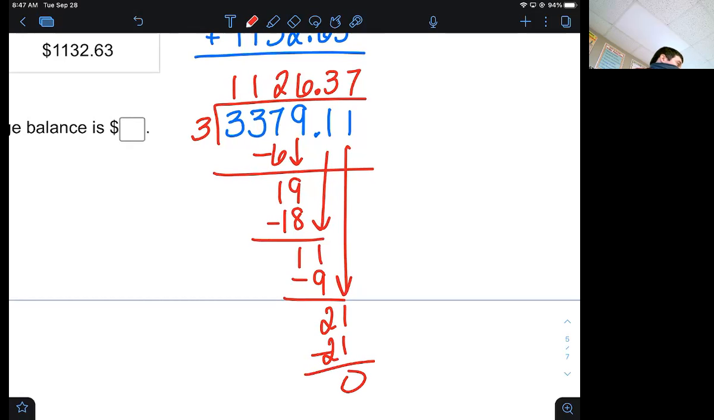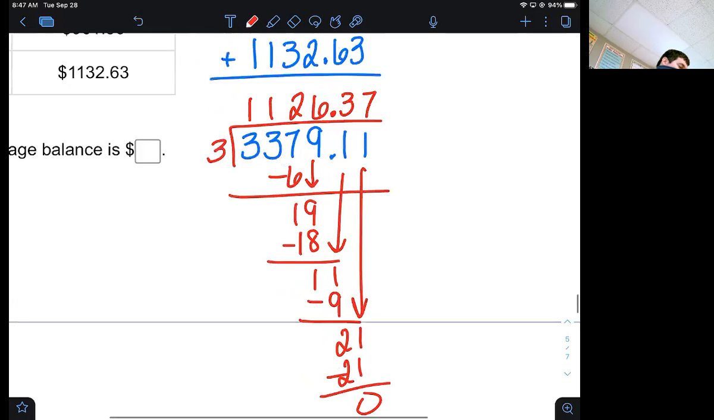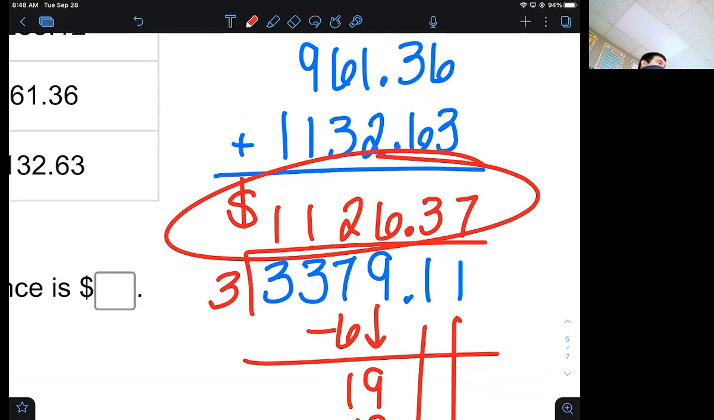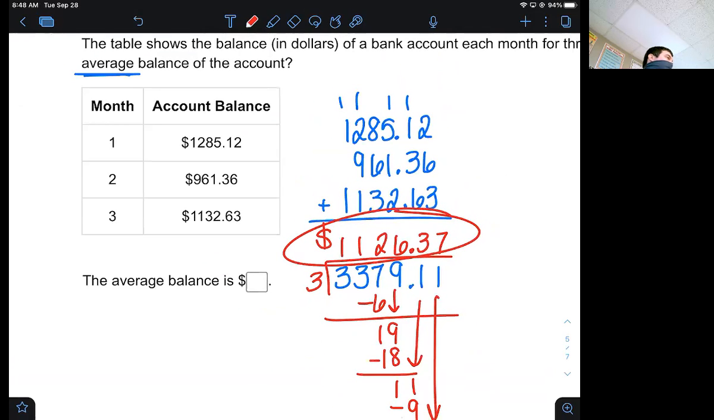And so what was I talking about here? What does this number represent? Dollars. Yeah, put your dollar sign, and we know the dollar sign goes in front of the number. And so $1,126.37 is my average account balance. That number would be right in the middle of these 3.